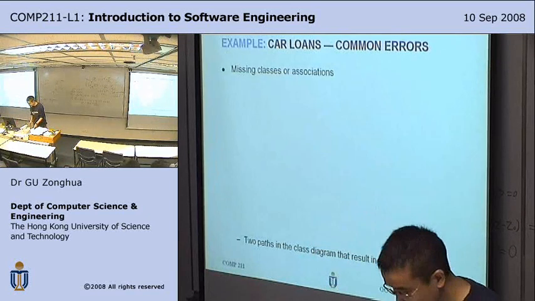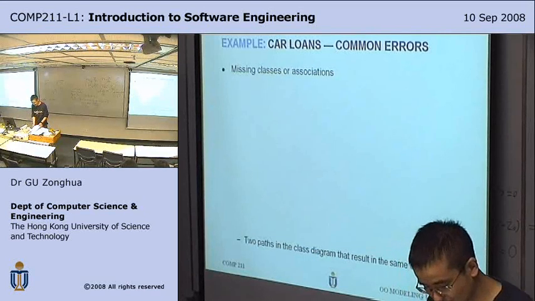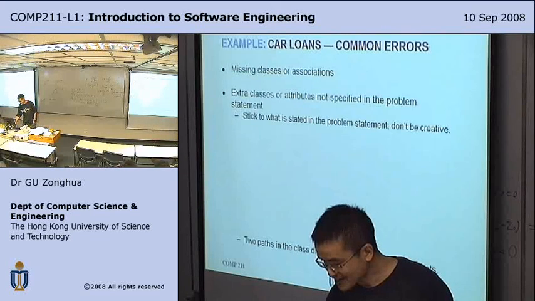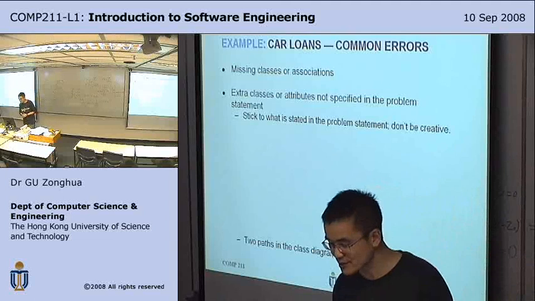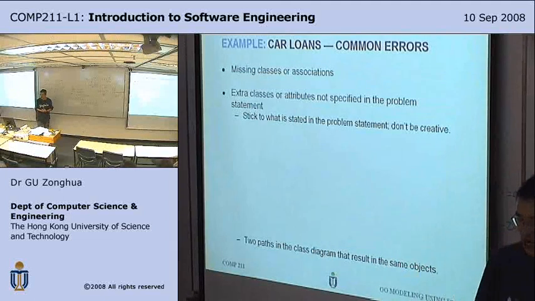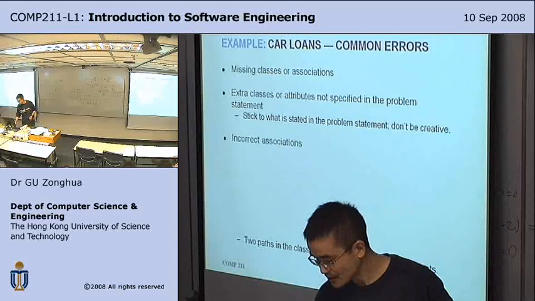Common errors that can be made for this example could be missing classes or associations, extra classes or attributes not specified in the problem statement. So you should stick to what is stated in the problem statement. Do not be creative and add new things to it.